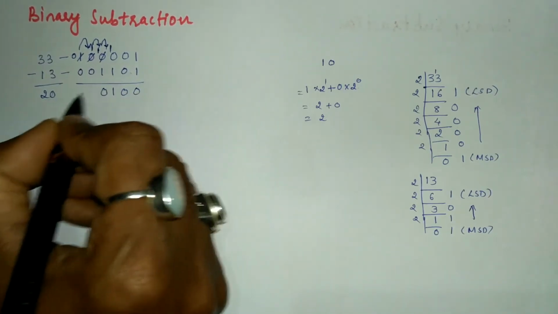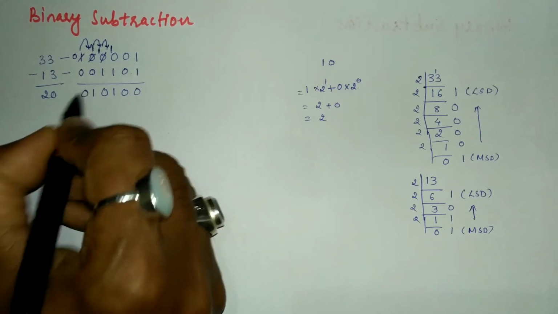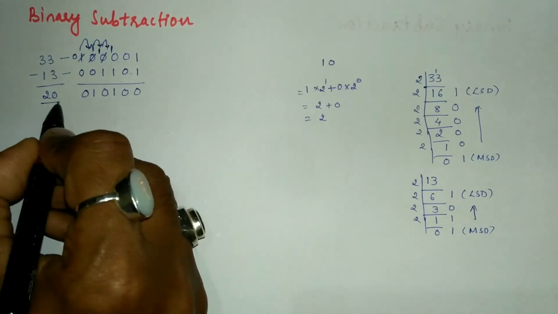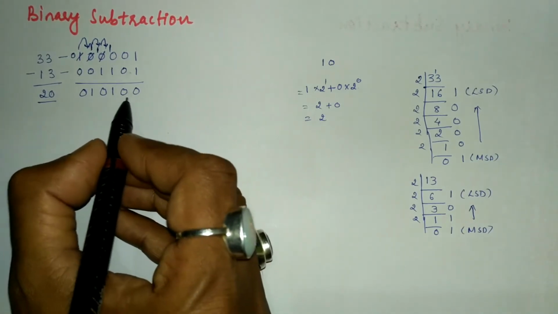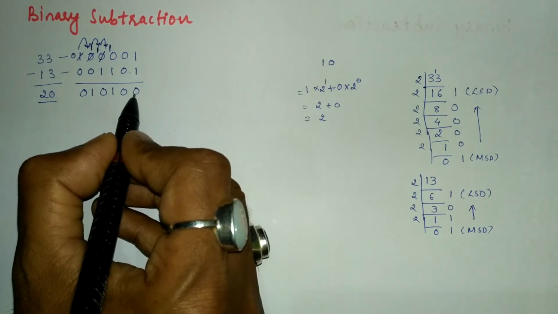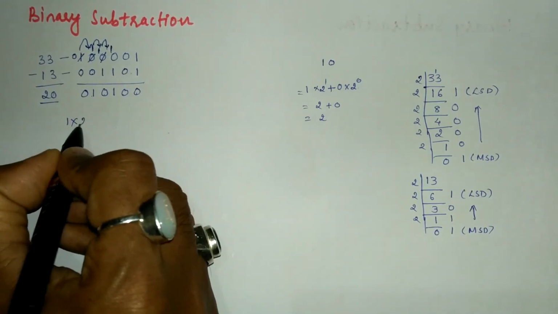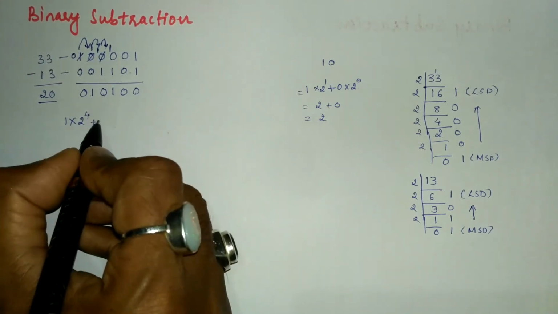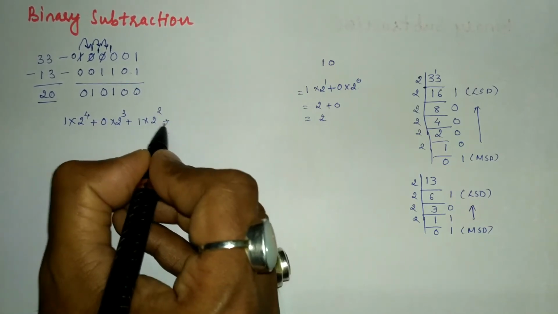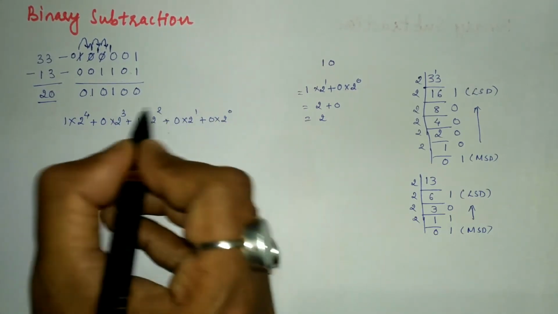1 minus 1 is 0. 1 minus 0 is 1. 0 minus 0 is 0. Now we have to check whether this binary number is equal to 20 or not. So how to do that? We can verify by its positional weight. So here we'll take the positional weights of the bits as 0, 1, 2, 3, 4. I'll write bit number 1 into 2 to the power 4, plus next bit is 0 into 2 to the power 3, plus next bit is 1 into 2 to the power 2. The next bit is 0 into 2 to the power 1 and the next bit is 0 into 2 to the power 0.